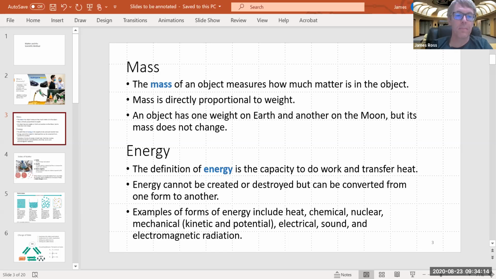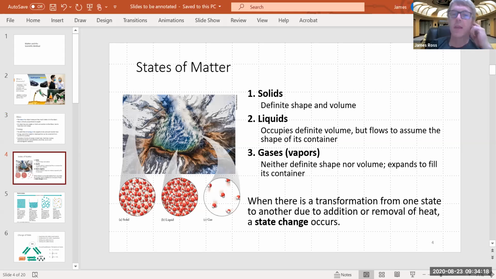Okay, so just some definitions to get us going. States of matter. There are numerous states of matter. There's three big ones that become relevant to us. And on the next slide, we look at those plus an extra one just for giggles. But the three big ones are solids, liquids, and gases.